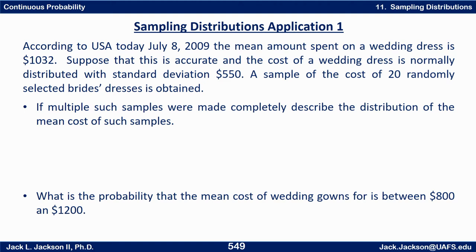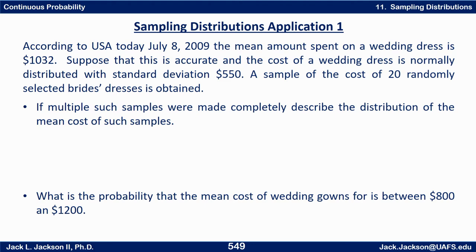According to USA Today from July in 2009, the mean amount spent on a wedding dress is $1,032. Suppose this is accurate and the cost of a wedding dress is normally distributed with standard deviation $550. A sample of the cost of 20 randomly selected brides' dresses is obtained. If multiple such samples were made, completely describe the distribution of the mean cost of such samples.